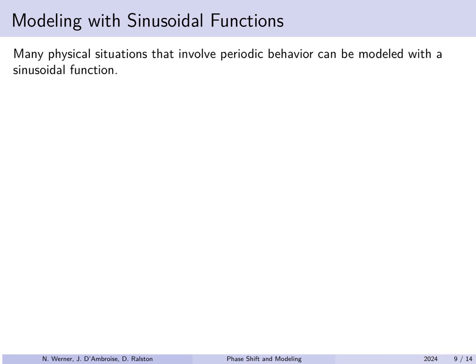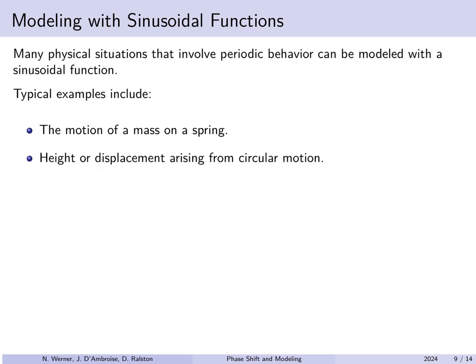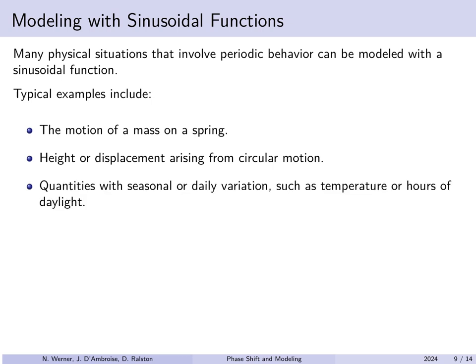Many different physical situations can be modeled using a sinusoidal function, something with some sort of periodic behavior. Typical examples include the motion of a mass on a spring. It goes up and down and up and down. The height or displacement from circular motion, something moving around in a circle, or quantities with some sort of seasonal or daily variation like temperatures or how much daylight there is.